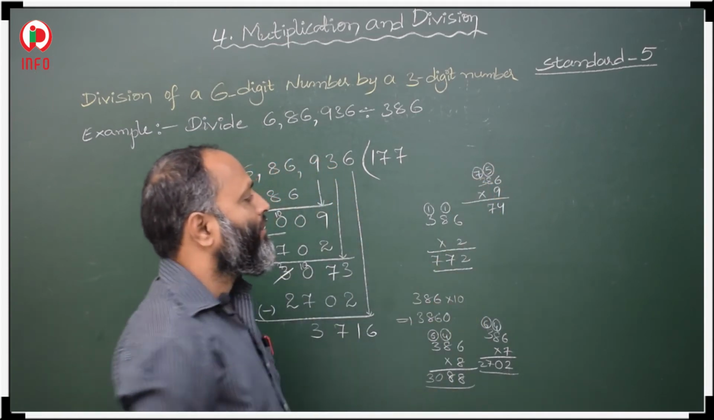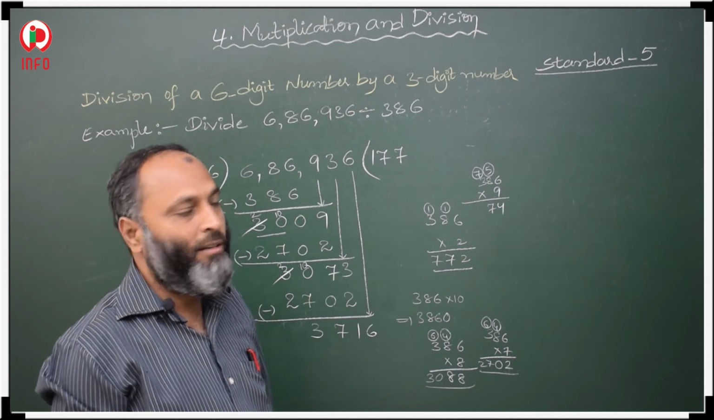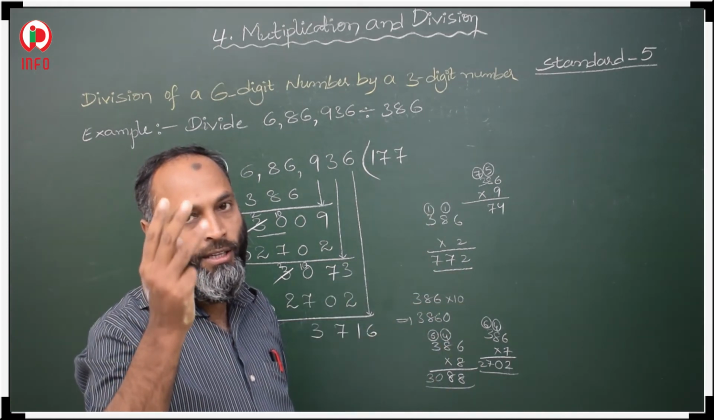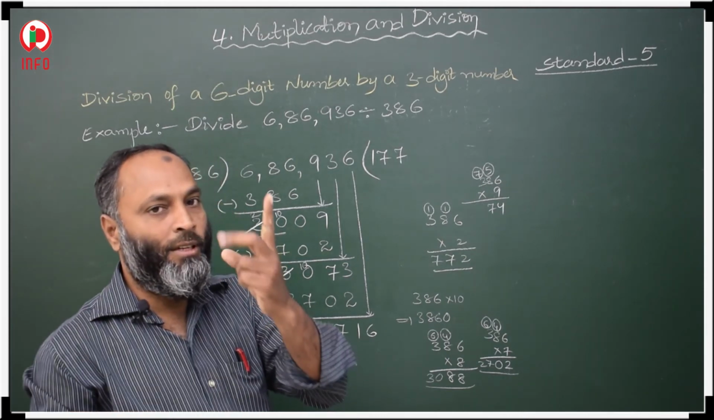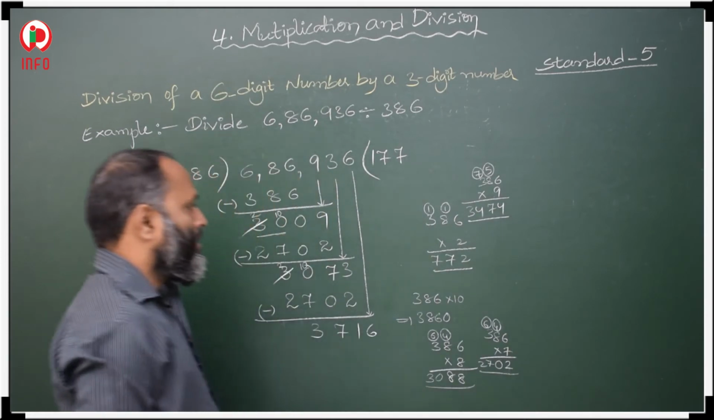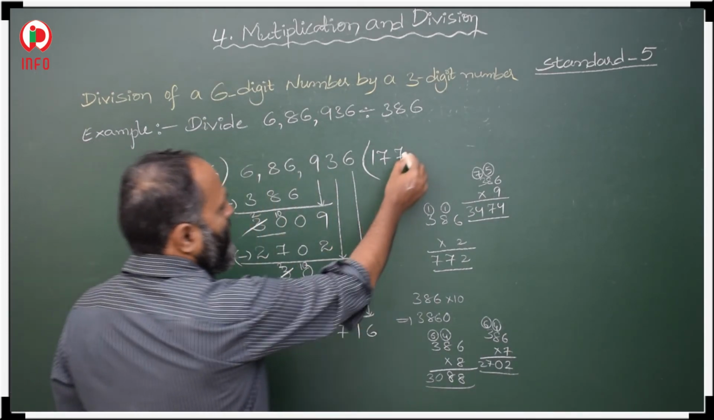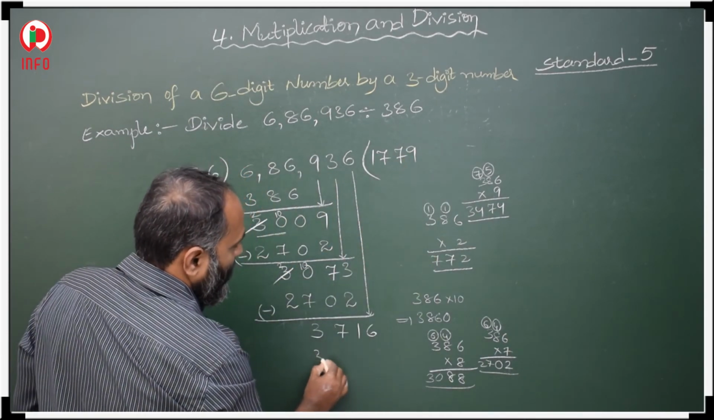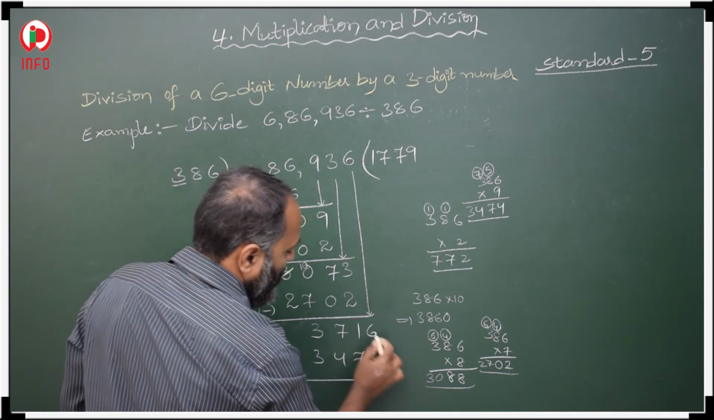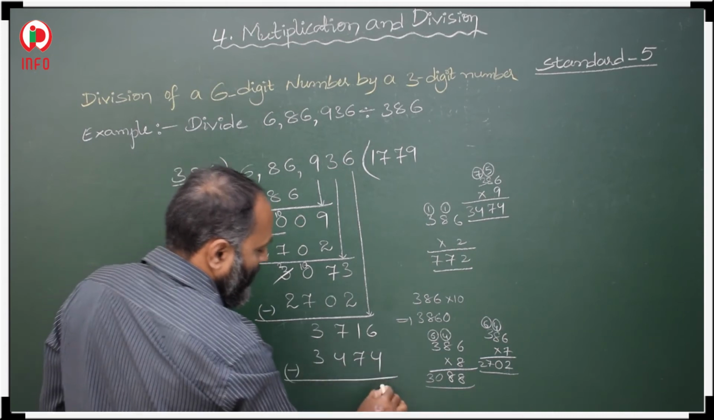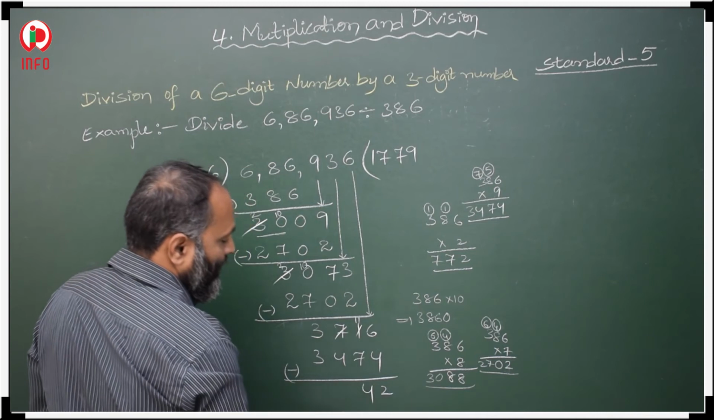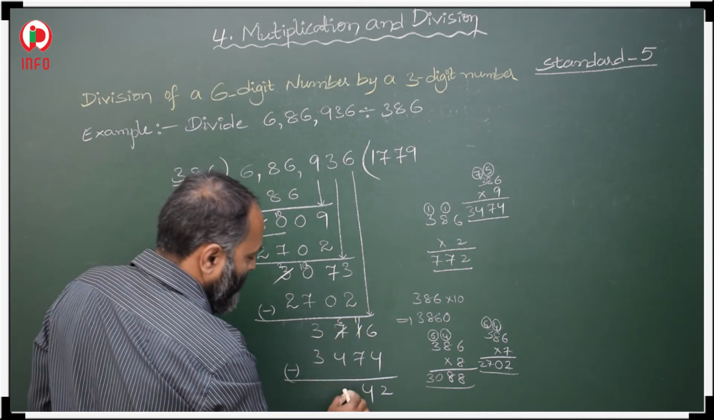27 plus 7: 27, 28, 29, 30, 31, 32, 33, 34. So that we have to take 9s. 3474. Now minus: 6 minus 4, 2. Borrow here. 11 minus 7, 4. Here 6. 6 minus 4, 2.